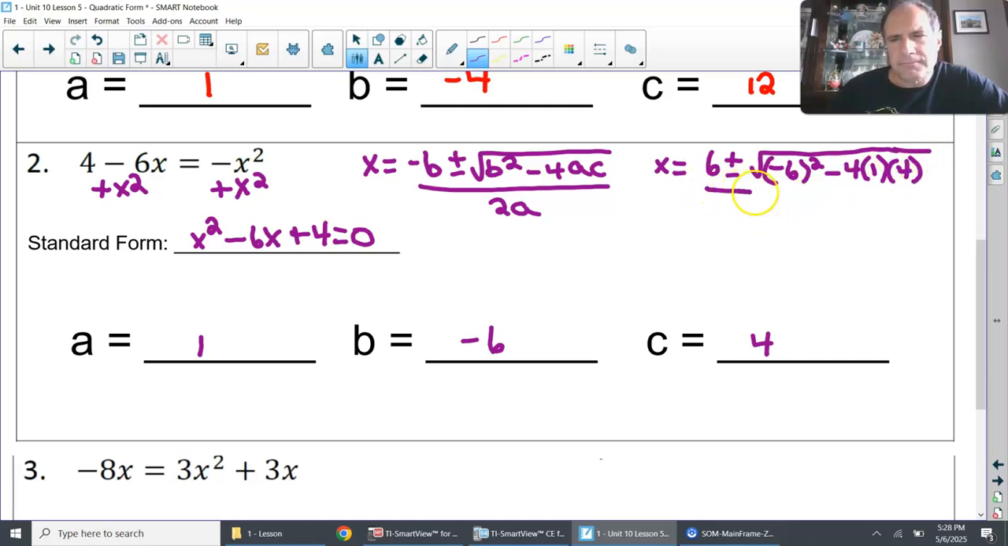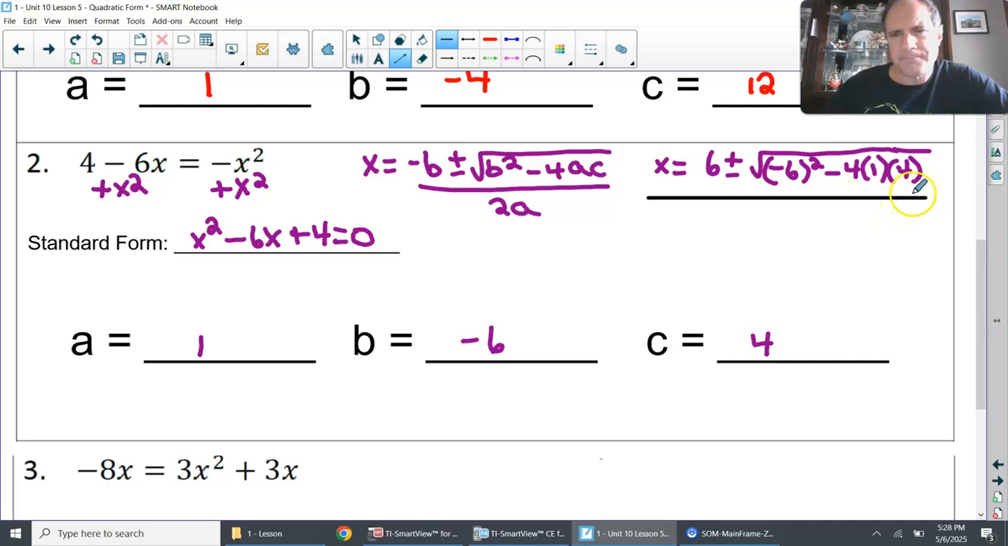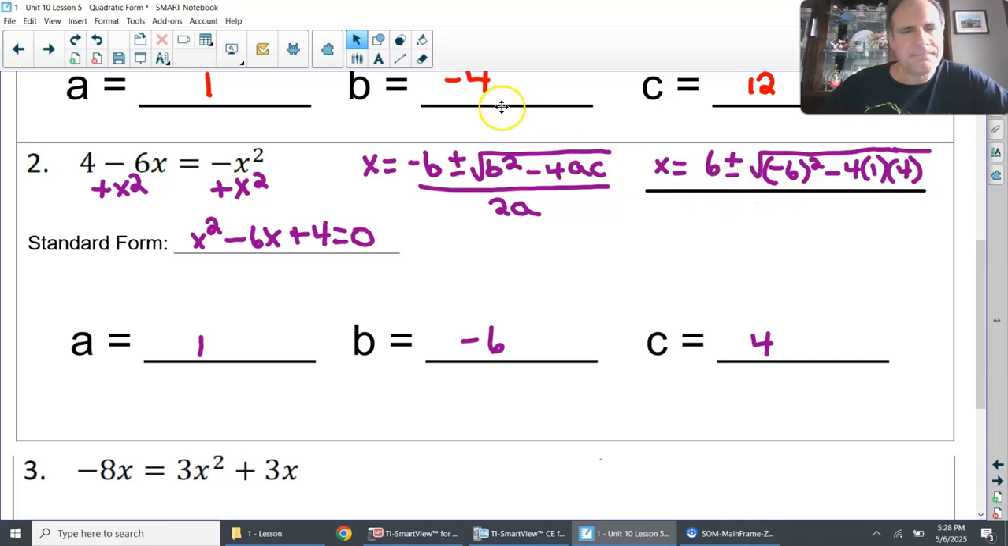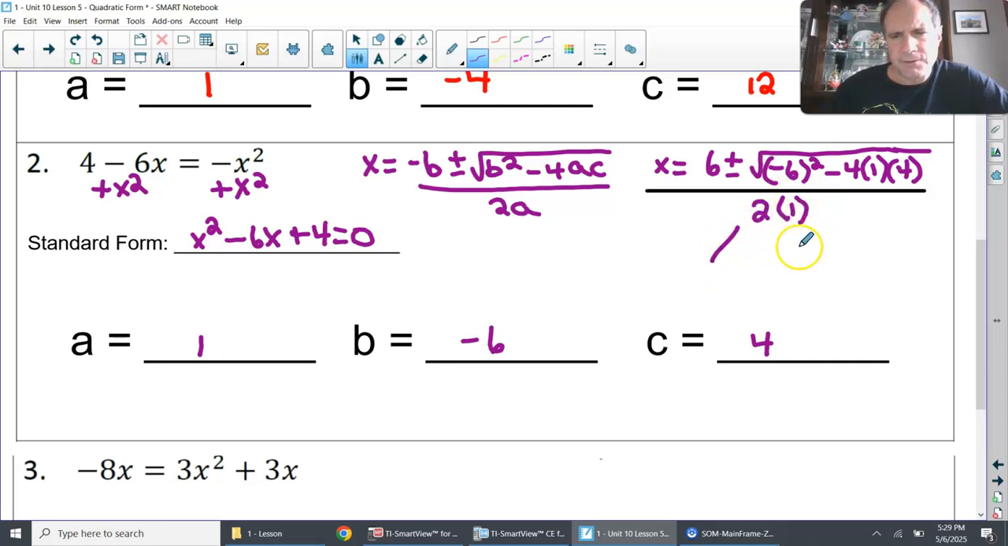All over. That is a messed up line. All over. That's a better line. 2 times a, which is 2 times 1. I'm just going to put 2 times 1, but you know what that means. 2 times 1 is 2. So I'm going to put x equals.